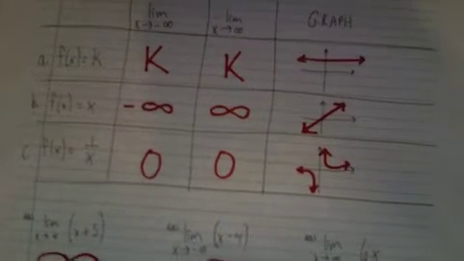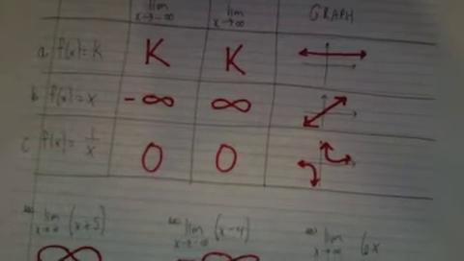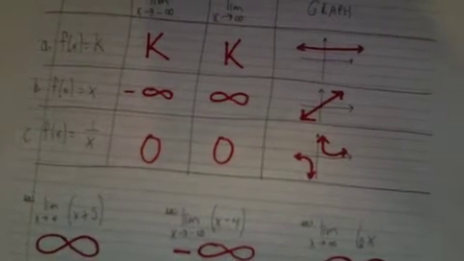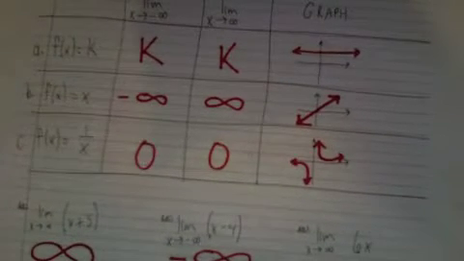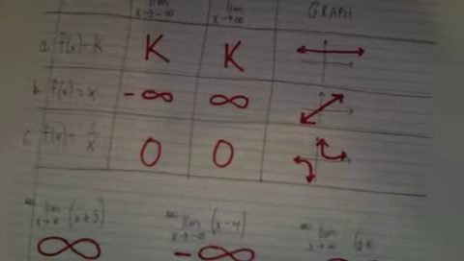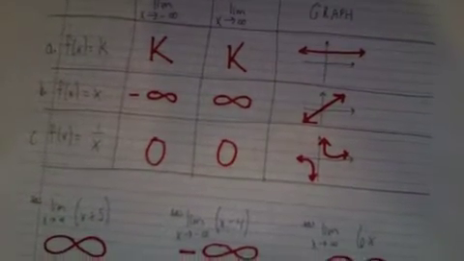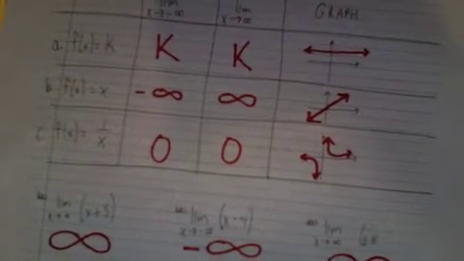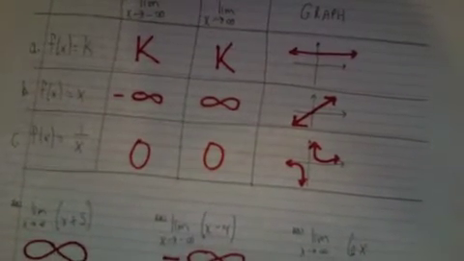And then for your examples, you have the limit as x approaches infinity of x plus 5. Your limit is infinity, because if you plug in infinity, you get infinity plus 5, and that's always going to be infinity. And then your limit as x approaches negative infinity of x minus 4 is negative infinity, for the same reason as the previous one. When you plug in negative infinity minus 4, you're always going to get negative infinity. And then the limit as x approaches infinity for 6x is also infinity.